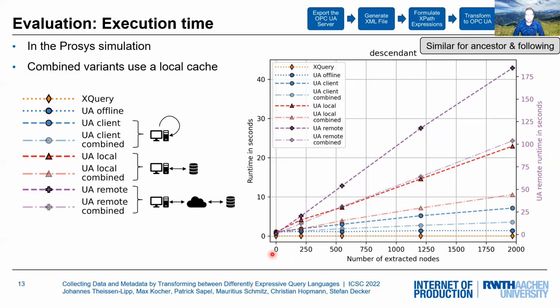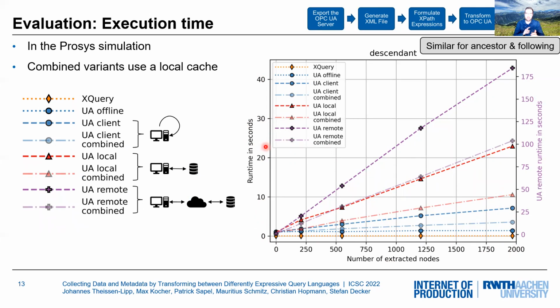And here on the x-axis, we see the number of extracted nodes, which go up to 2000. And then we have the runtime in seconds, which goes up to like 20, 30 seconds on the y-axis. And we can see that the blue ones, the client ones, and the red ones, the local setups, have very little execution times, up to less than 10 seconds. Or here the network version takes up to 20 seconds.